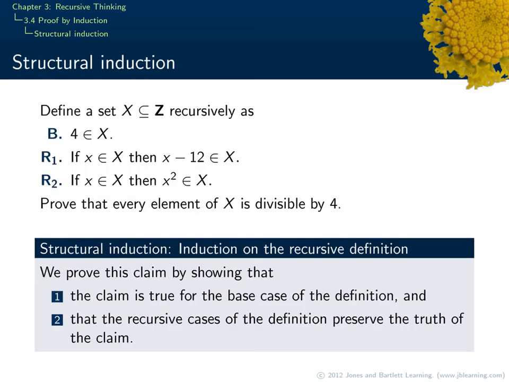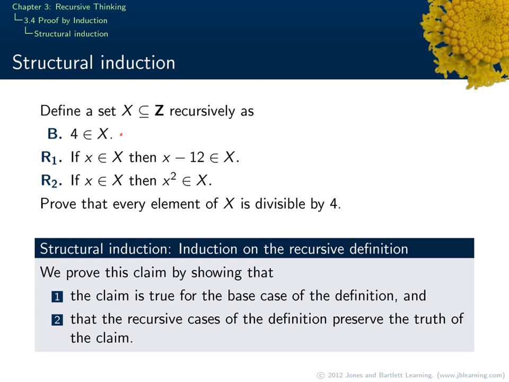Okay, our final type of induction proof is called structural induction, and it is particularly useful in verifying properties of sets that are defined recursively. So, for example, let's imagine a set X contained in the integers where, as a base case, we know that 4 is a member of X. And then we have two recursions. So if little x is in capital X, then x minus 12 will again be a member of capital X. And our second recursion is if x is in capital X, then the square of x will be in X.